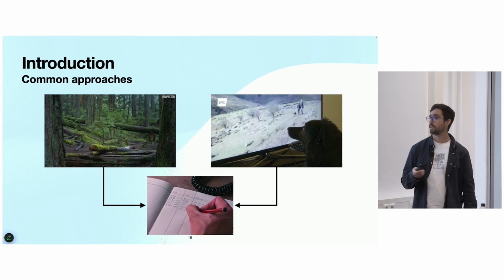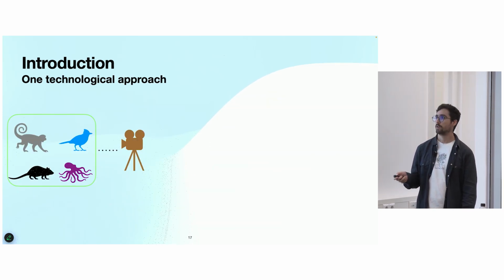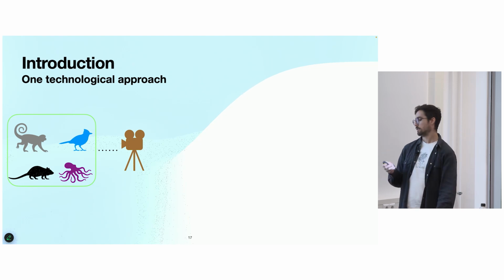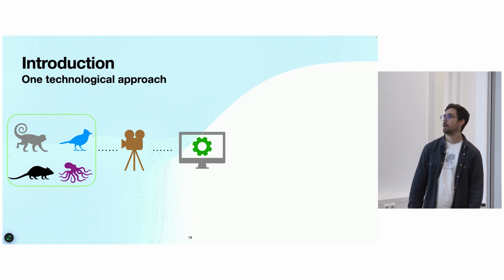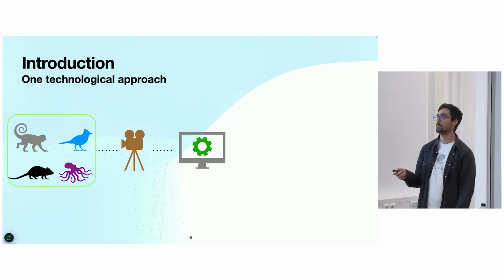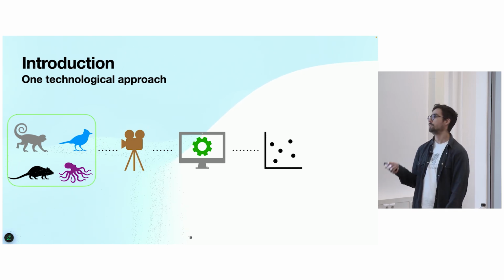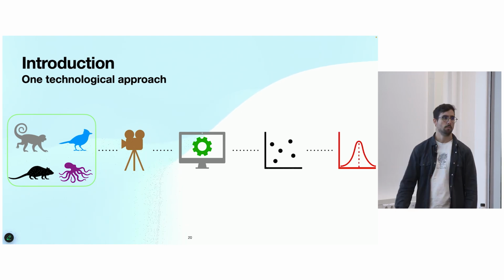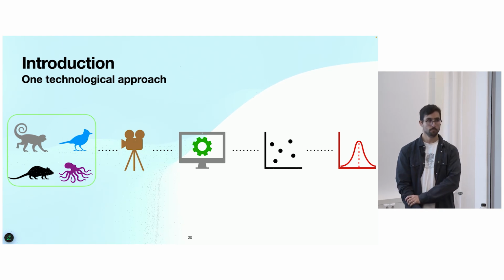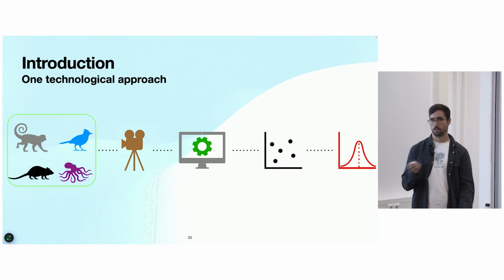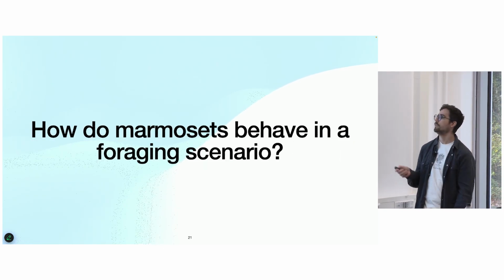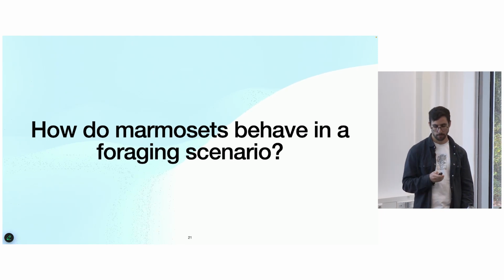All right. So we can set some cameras, record some animal behavior like monkey, bird, rat, octopus, whatever, we don't judge. So we can record these videos, use some tool already developed or develop a pipeline, able to extract some features of this animal behavior, and then we are able to answer some biological questions, okay? So with all this in mind, the main goal of this project is to answer the question, how do marmosets behave in a foraging scenario? Okay?